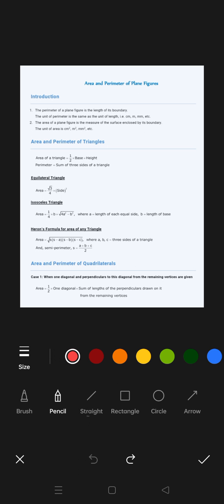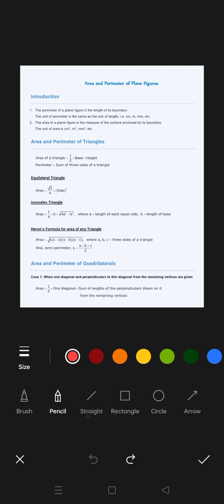What is the area by Heron's formula? Under root s minus a, in bracket s minus a, then again bracket start s minus b bracket close, then again bracket start s minus c bracket close. This will be your area by Heron's formula, where a, b, c are the sides of the triangle.